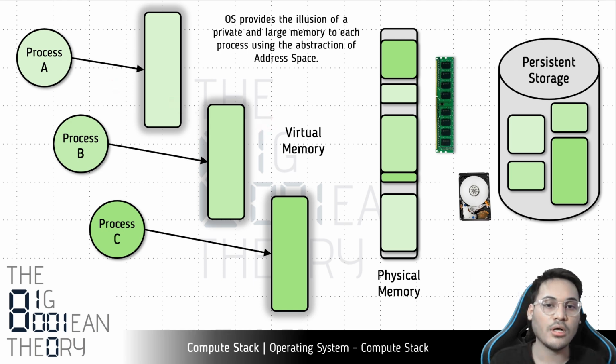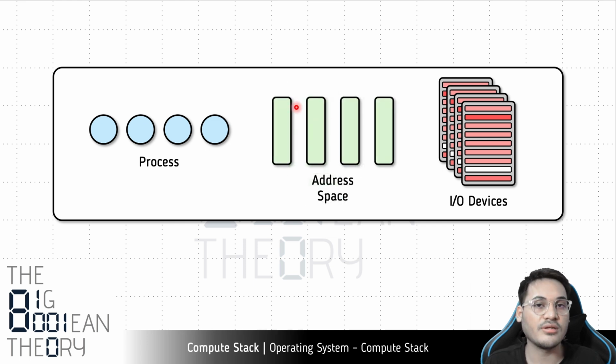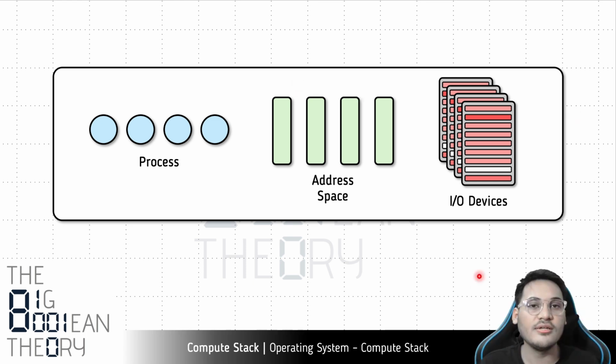So now we saw how the operating system takes this simple hardware interface and provides the abstraction of an address space over this memory to create the illusion of a private and very large memory for all the processes. This is what makes the memory easy to use. So this is how the operating system has managed the memory. Now let us talk about the IO devices. Let us see how the operating system manages the IO devices.